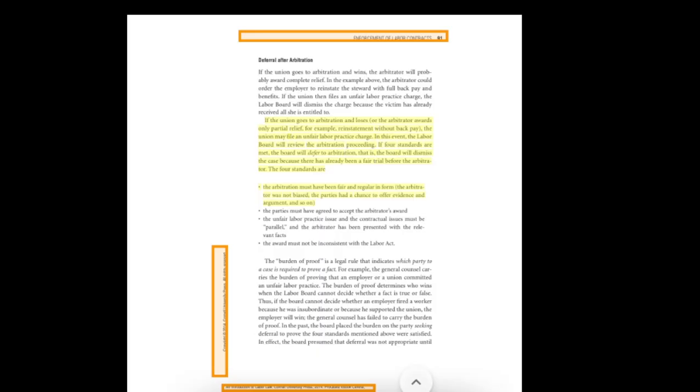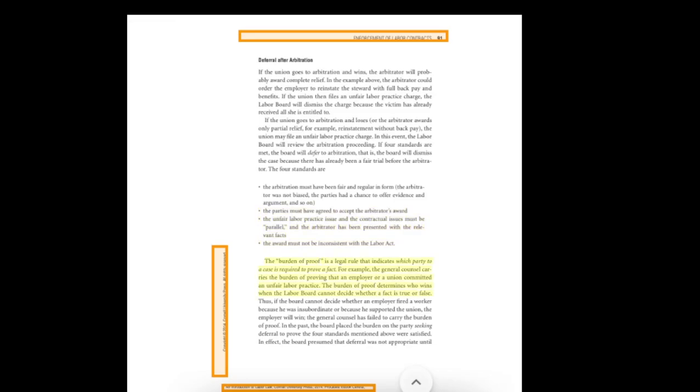The 4 standards are: the arbitration must have been fair and regular in form, the arbitrator was not biased, the parties had a chance to offer evidence and argument, and so on. The parties must have agreed to accept the arbitrator's award, the unfair labor practice issue and the contractual issues must be parallel, and the arbitrator has been presented with the relevant facts. The award must not be inconsistent with the Labor Act.